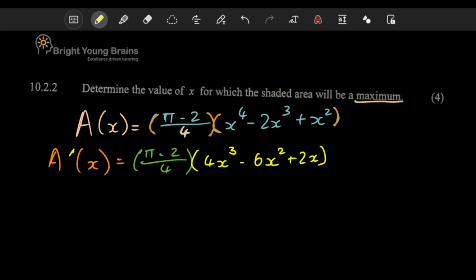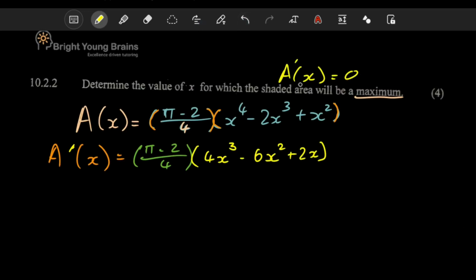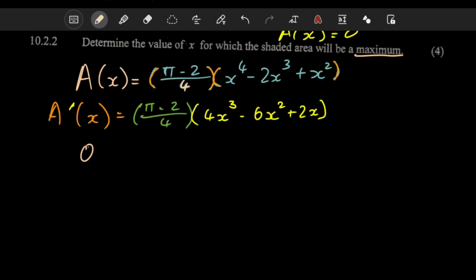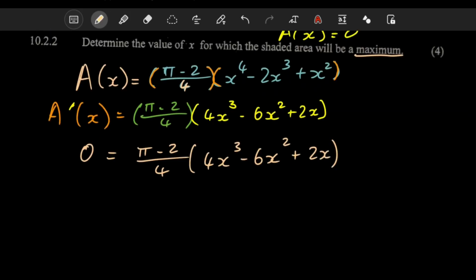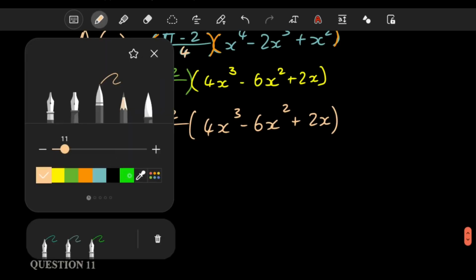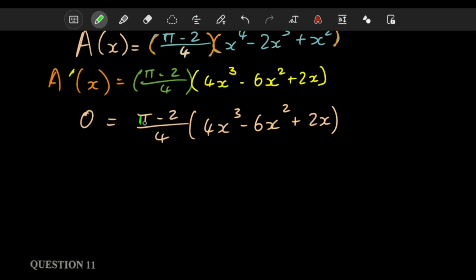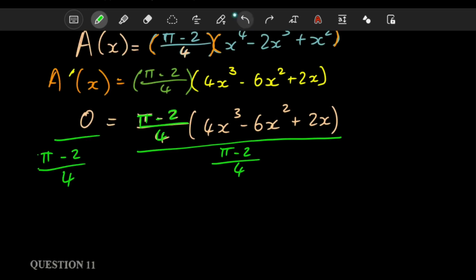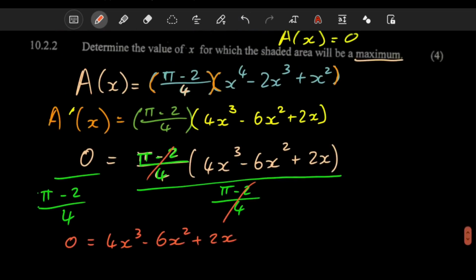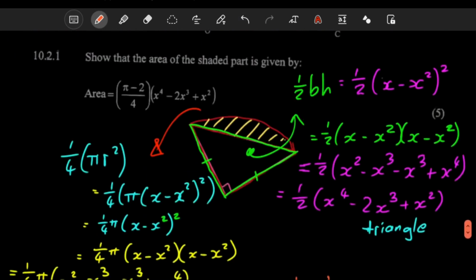So here we've differentiated, and we said that to get the maximum, the x value where the area is a maximum, it means that you differentiate and then you equate to 0. You see, this thing here, you make it equal to 0. Perfect. So obviously you can now just divide both sides by this part here.